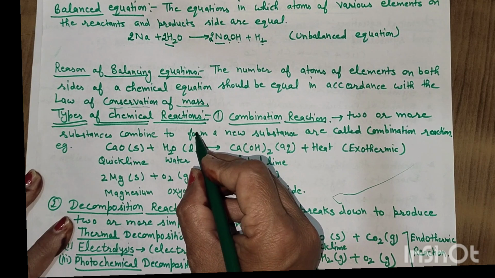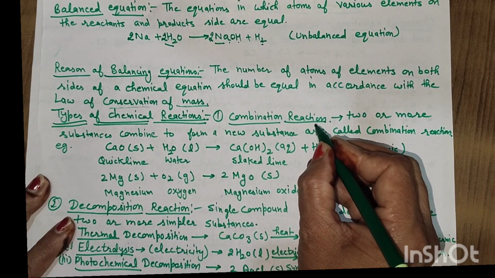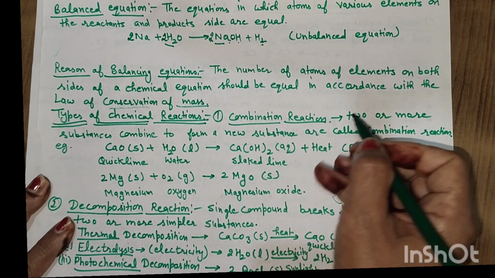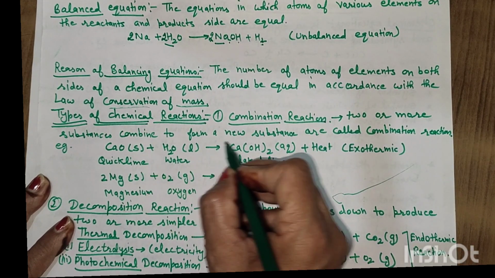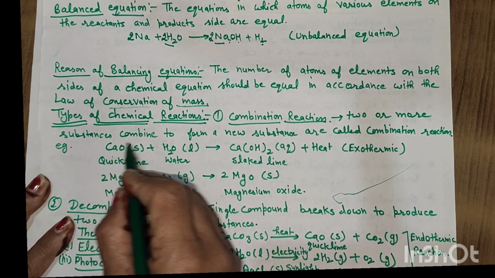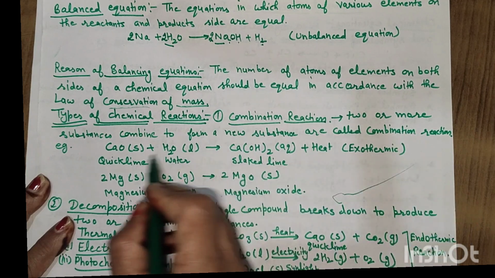Types of chemical reactions. Here are the different types of chemical reactions. First is the combination reaction. Combination means two or more substances combine to form a new substance. Where two or more substances combine to form a new substance, it is called a combination reaction.